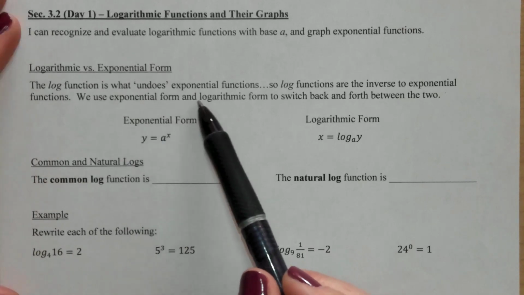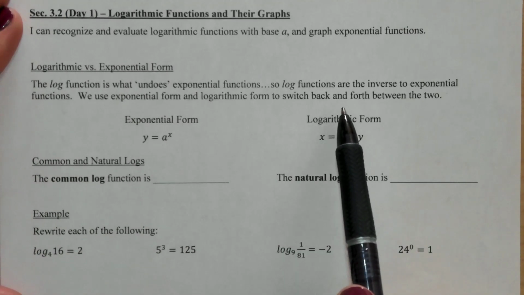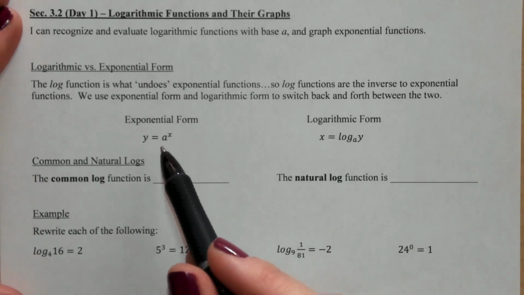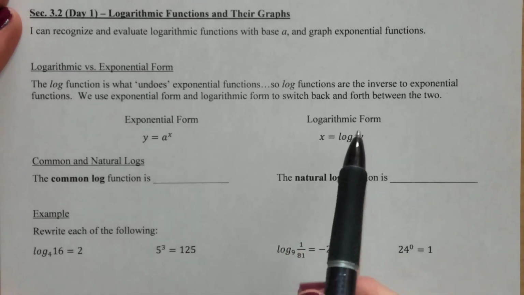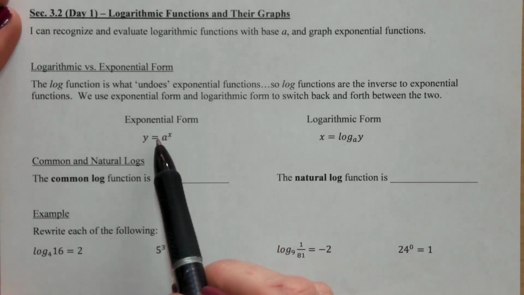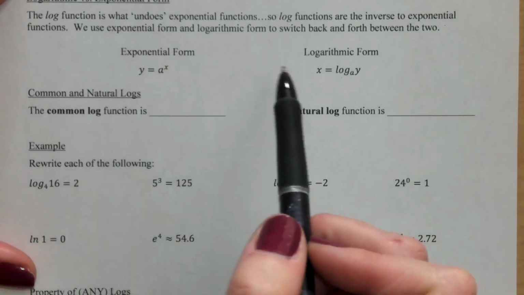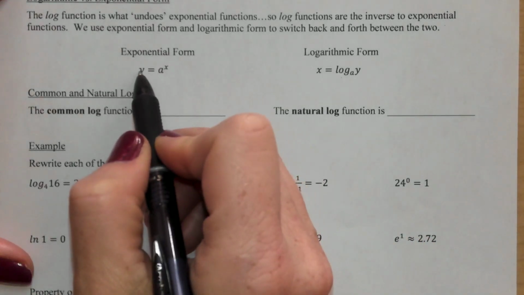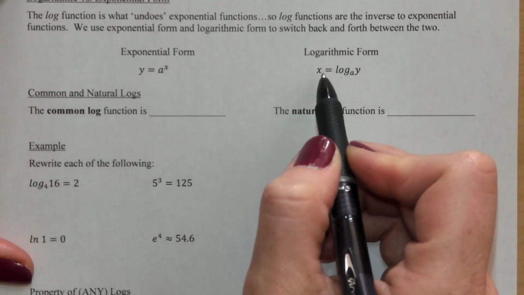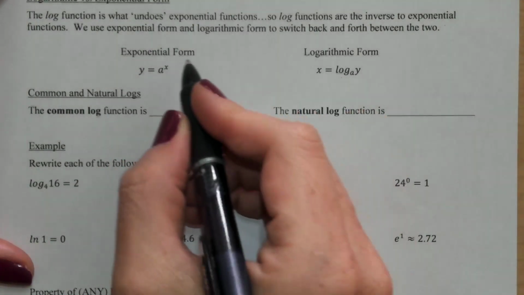And we can use exponential form and logarithmic form to switch back and forth between the two, and that's super important when we go to solve stuff. Sometimes it's really difficult to solve it as a log, so we'll switch it into an exponent, and then it's much easier to solve. So these are the two representations, and pay attention to where all of these variables end up when you switch to logarithmic form.